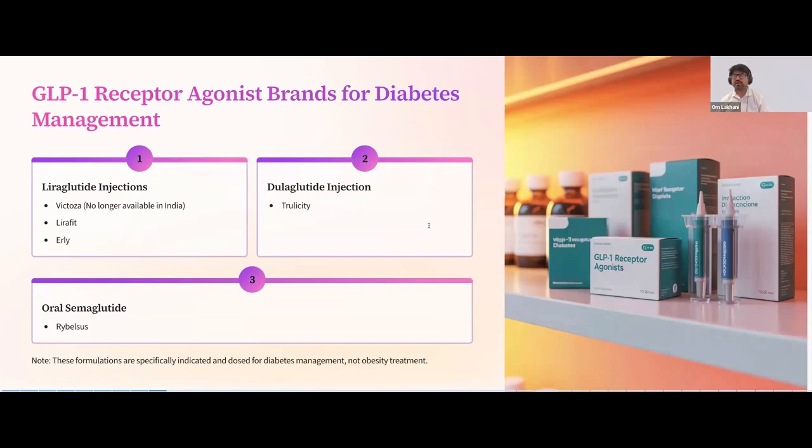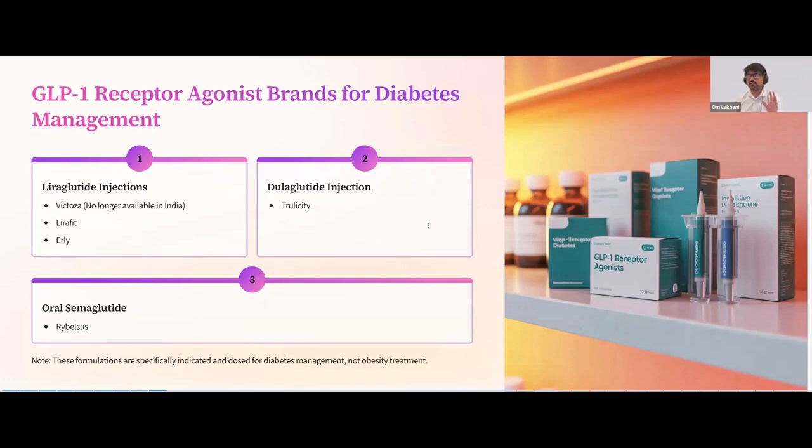Now, GLP-1, let's discuss that, because that's the one which is now most in vogue and most being discussed. It has been available in India for a long time. A lot of people are not aware about GLP-1. Now it is in limelight and in vogue, but they have been around for a long time, almost for 15 years. Have been available in India for that long.